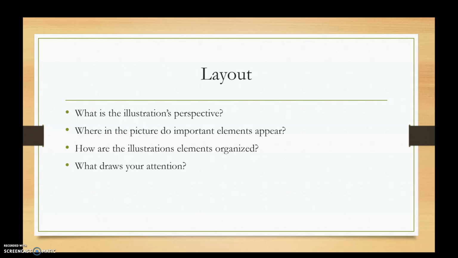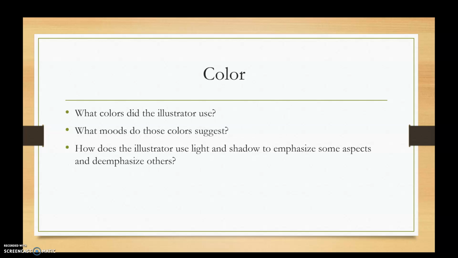The layout: what is the illustration's perspective? It's kind of weird, right? Because we can't see Alice's face. We can see that she's looking up at the caterpillar and the caterpillar's looking down on her. The cord of the hookah kind of comes around and emphasizes the caterpillar and draws us in, right, to the caterpillar. Maybe you've noticed other things.